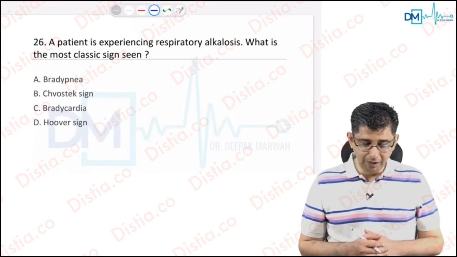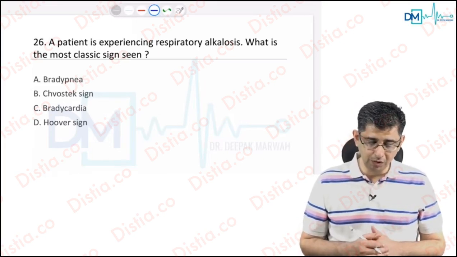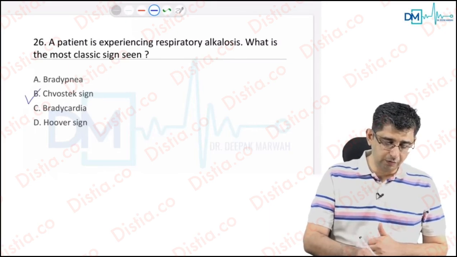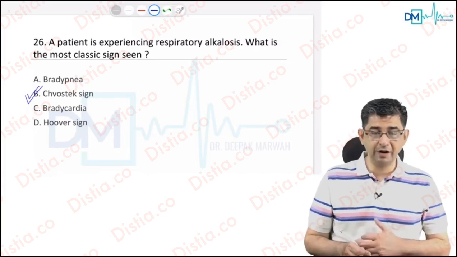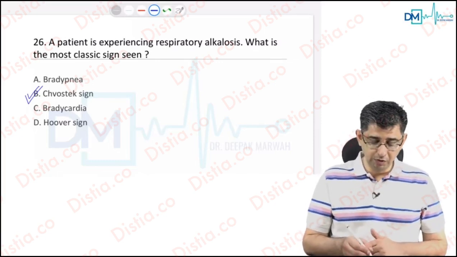A patient is experiencing respiratory alkalosis. What is the classical sign seen? The sign of tetany would be Chvostek sign developing in the patient. There would be stridor in the patient. Well, what is Hoover sign?